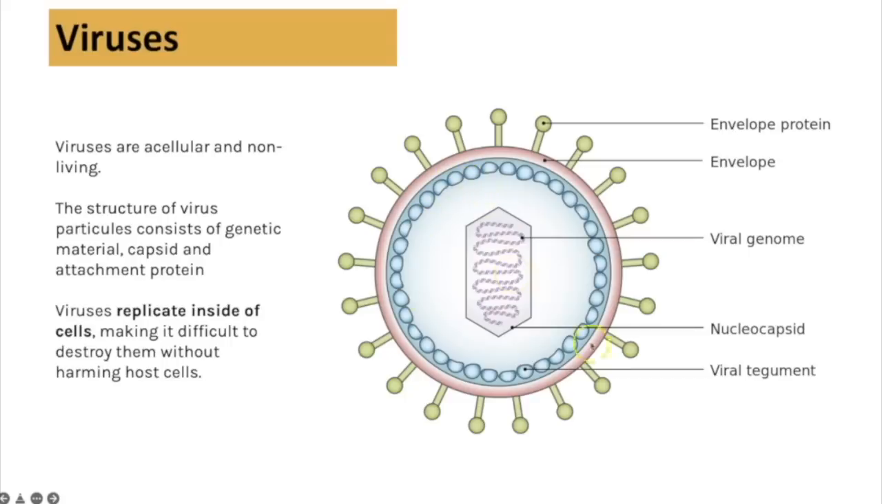We have the capsid, and then we have the attachment proteins, or here they're labelled envelope proteins. Viruses replicate inside of host cells, and that is why it's very difficult to destroy them, because you would have to destroy the host cell to be able to destroy the virus.